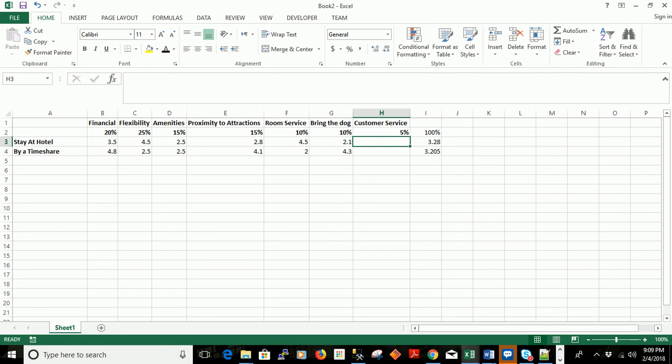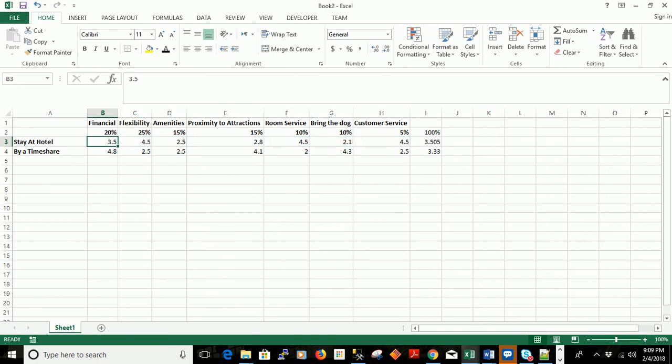And as far as customer service goes, hotels usually have pretty good customer service, whereas a timeshare, if I had to hazard a guess, a timeshare is not going to have great customer service. So I'm going to rank them about half on customer service. All right, so now I have objectively entered my ranking of each of these alternatives. So I'm sitting there with a salesman, and he's telling me how much better this option is for a timeshare. Now I have an objective measure of how these compare.